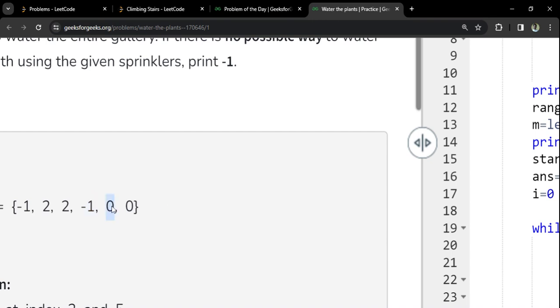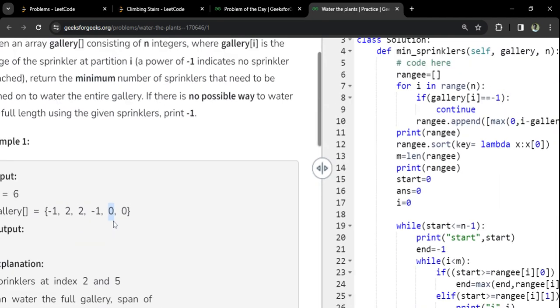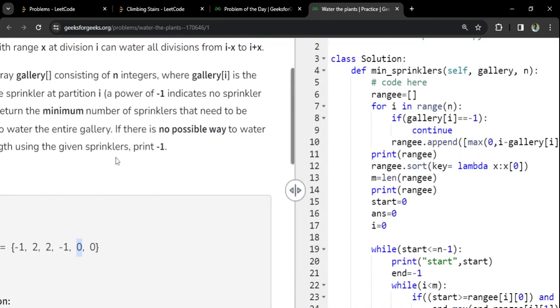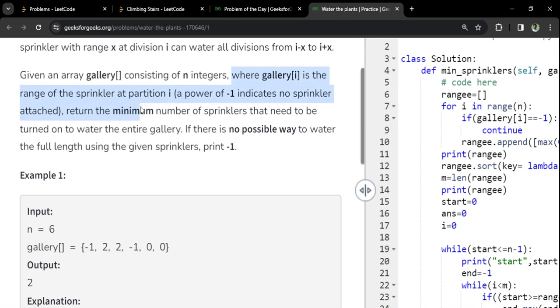0 means a sprinkler is there, but it has a power of 0. That means it can only water itself. For example, this particular index can water itself, but it can't water anything left or right of it. As simple as that. So what they're trying to say is, gallery of i is the range of the sprinkler at partition i. A power of minus 1 indicates no sprinkler attached. Return the minimum number of sprinklers that need to be turned on to water the entire gallery. They are talking about the minimum number here. If there is no possible way to water the full length using the sprinklers, return minus 1.